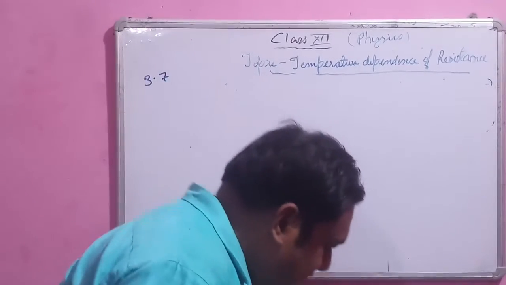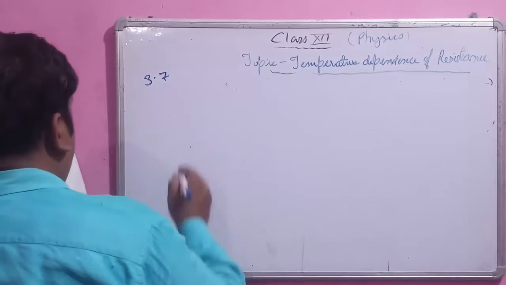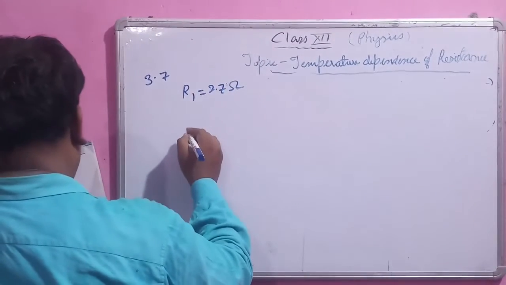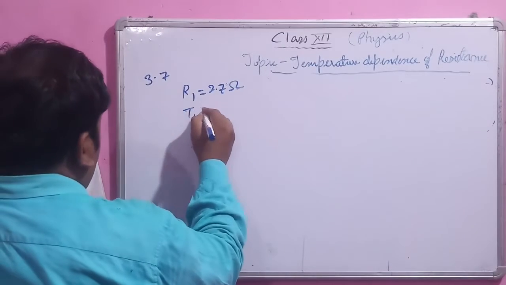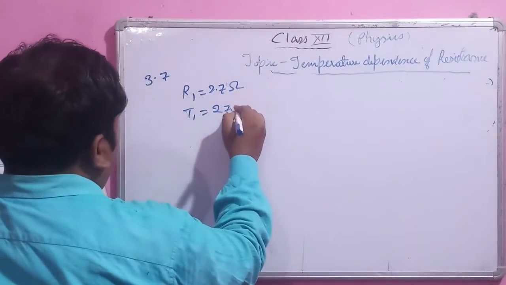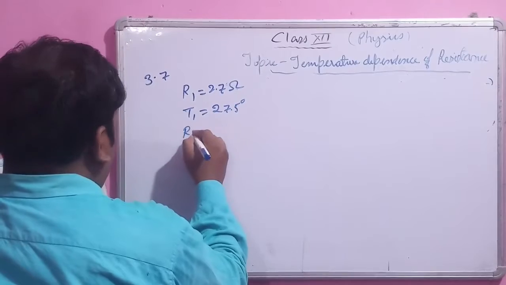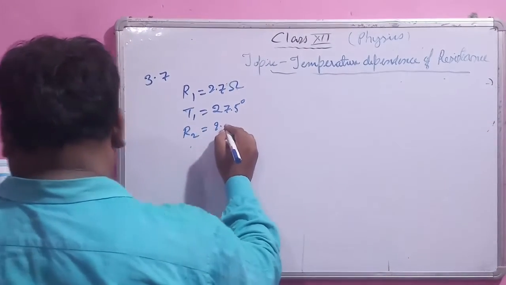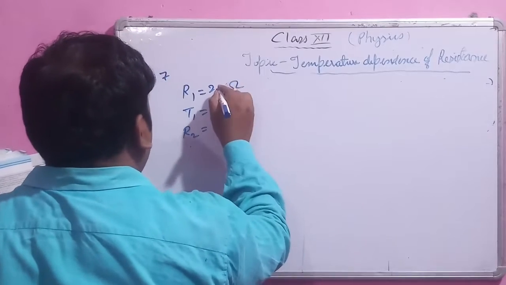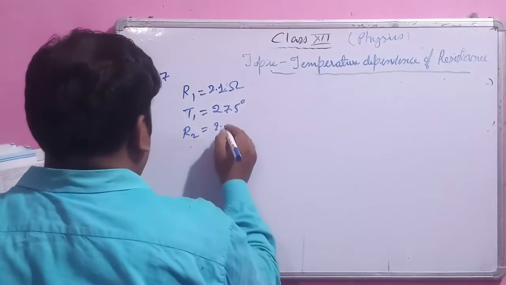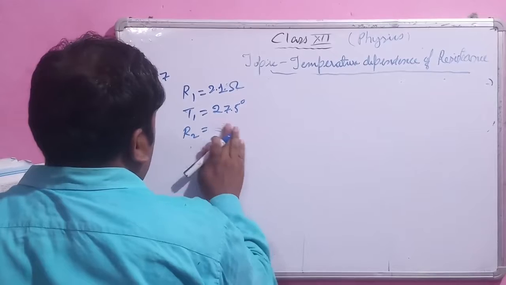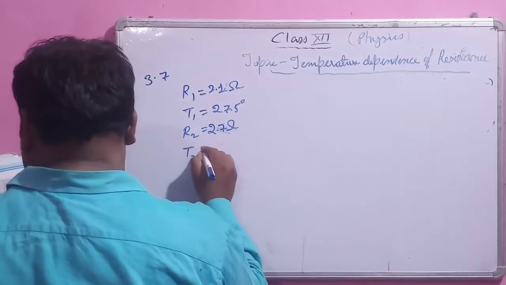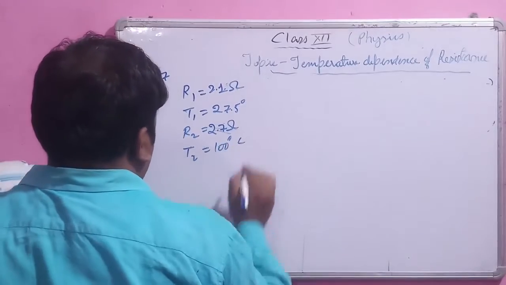3.7. R1 is 2.1 ohm, T1 is 27.5 degrees Celsius. R2 is 2.7 ohm, and T2 is 100 degrees Celsius.